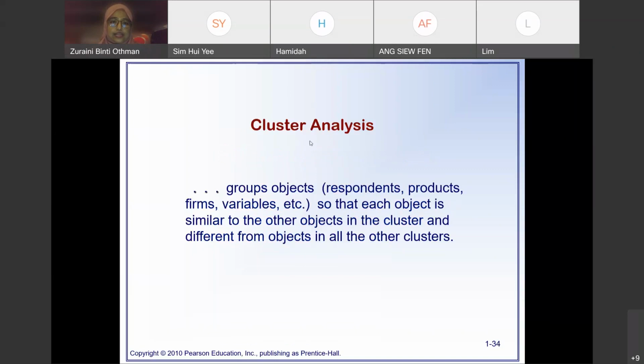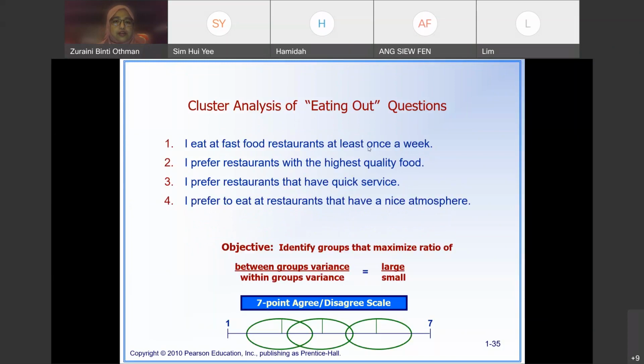Okay, this is cluster analysis. In cluster analysis, we want to group objects, for example respondents, products, firms, or variables, so that each object is similar to other objects in the cluster and different from objects in all the other clusters. We want to do clustering.